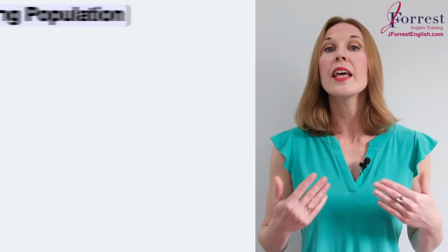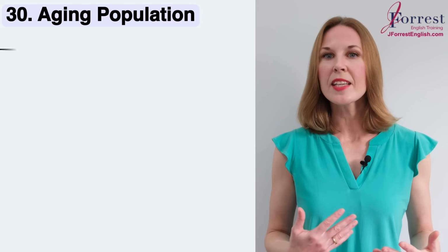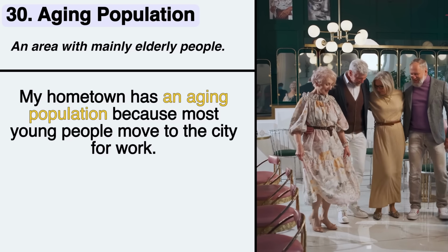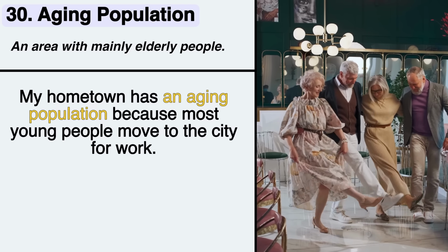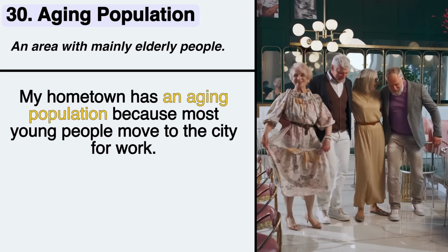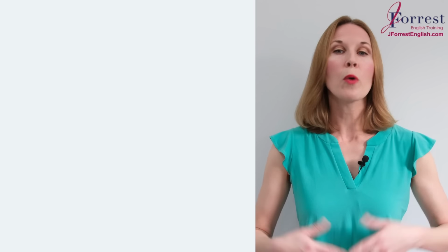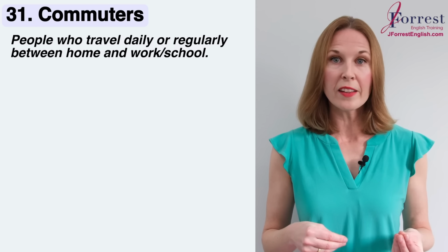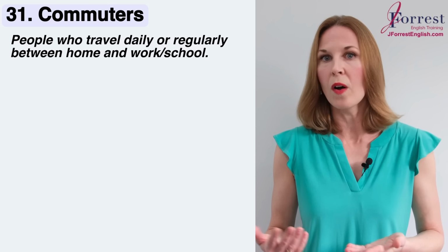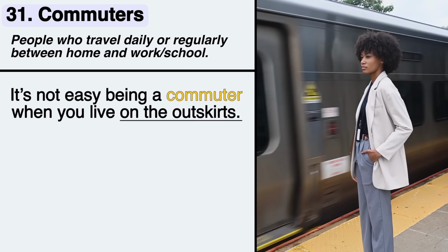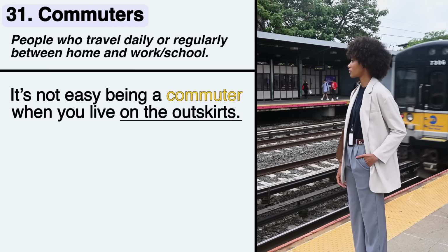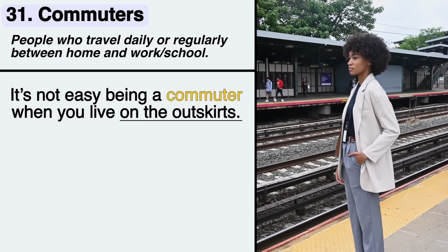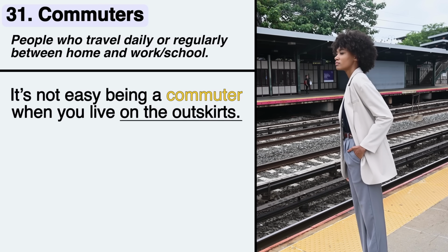Or you might talk about the aging population. So this is an area with mainly elderly people. You can say my hometown has an aging population because most young people move to the city for work. You can talk about commuters. These are people who travel daily or regularly between home and work or school. You can say it's not easy being a commuter. So this is a noun, a commuter, a person who commutes. A commuter when you live on the outskirts. Remember that? On the outskirts.